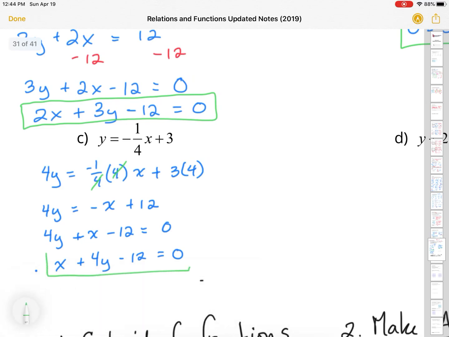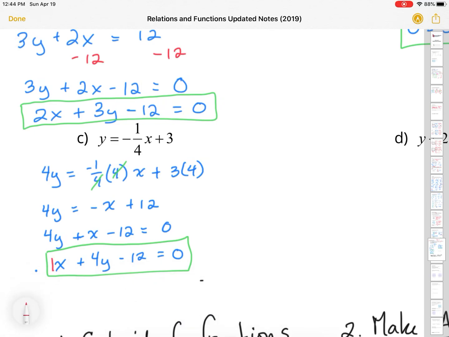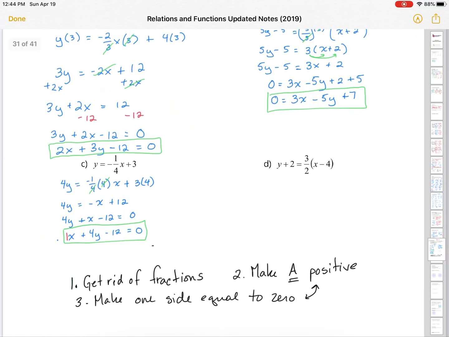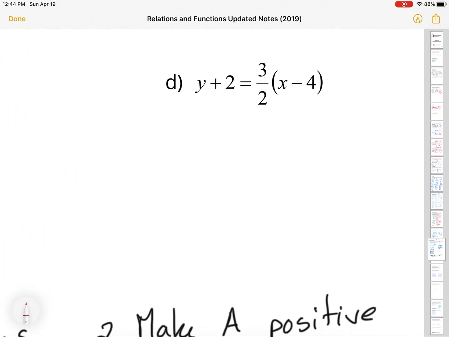Now, a, we didn't write it in, but there is a little invisible 1 there. So a would be equal to 1, but we don't always have to write those 1's in. Mathematicians can be lazy. So it would be correct without that. Okay, now let's look at this last one.